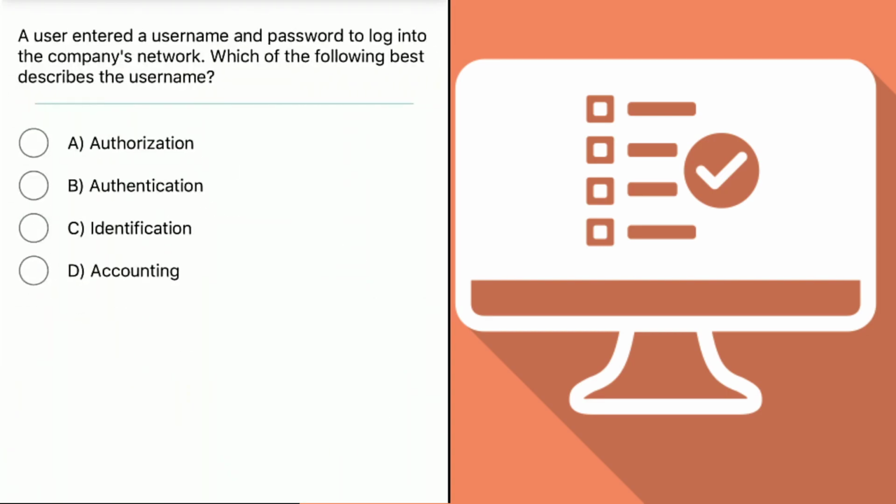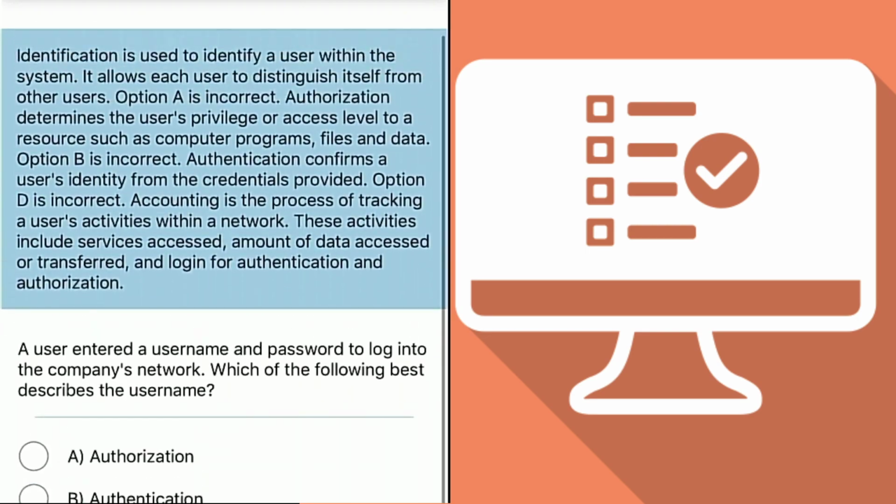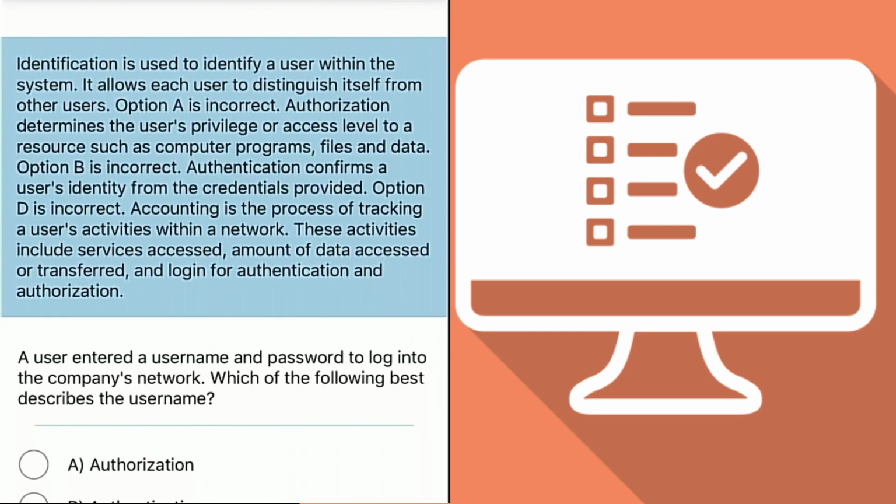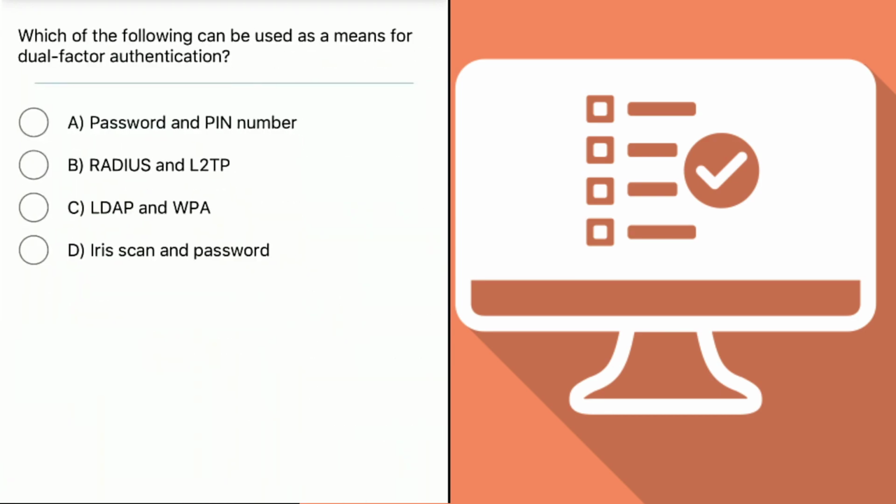A user entered a username and password to log into the company network. Which of the following best describes the username? A. Authorization. B. Authentication. C. Identification. D. Accounting. All right, I go for identification. Let's see if that's correct. Yes, it's correct. Identification is used to identify a user within the system. All right, let's go to the next question.